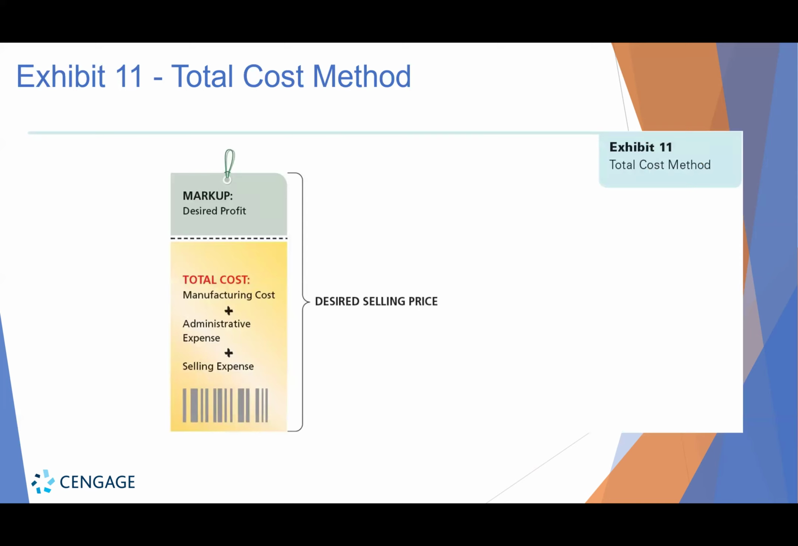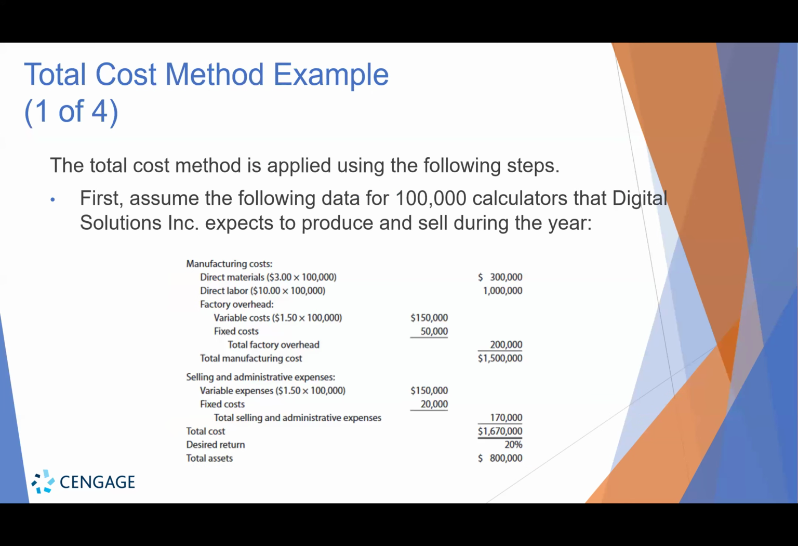Okay, so we take our manufacturing costs, our admin, our selling expenses. We add that to the markup. The total cost method is figured out by taking our calculators, and we've got our manufacturing cost, our direct materials, our labor, our factory overhead broken by variable and fixed. We take our selling costs and we then come up with what we want a return on our assets to be.